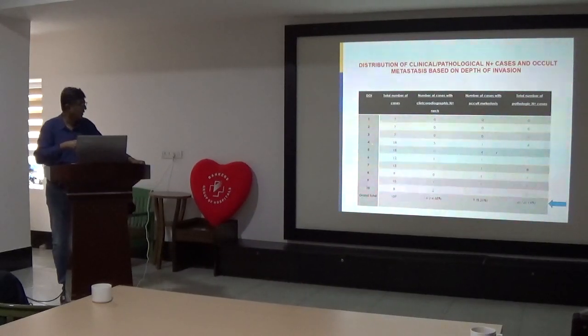So if the depth is 4 millimeter, you start getting patients who will have neck nodes which are positive. So if you see this, around 23% of our patients had nodes which were positive on the final histopath. This is our own data.